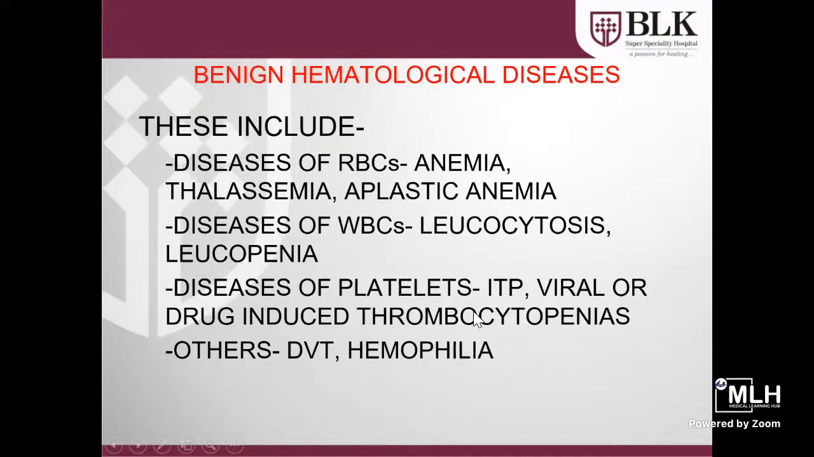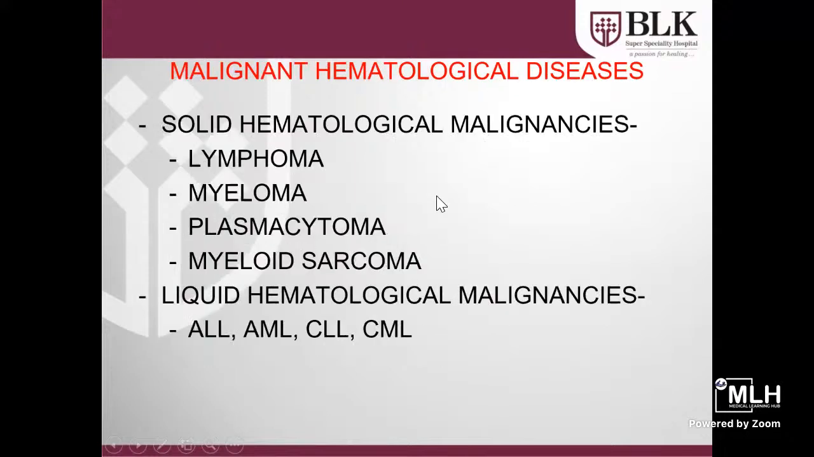Thrombocytopenia means platelets are low. In certain diseases, the most common being ITP, that is immune thrombocytopenia, and in certain infections like viral and drug-related ones, the most common viral one being dengue fever, we all know that in dengue infections there is a decrease in platelet counts. Other blood diseases are DVT or deep vein thrombosis and hemophilias. So this is just a basic introduction about blood diseases.